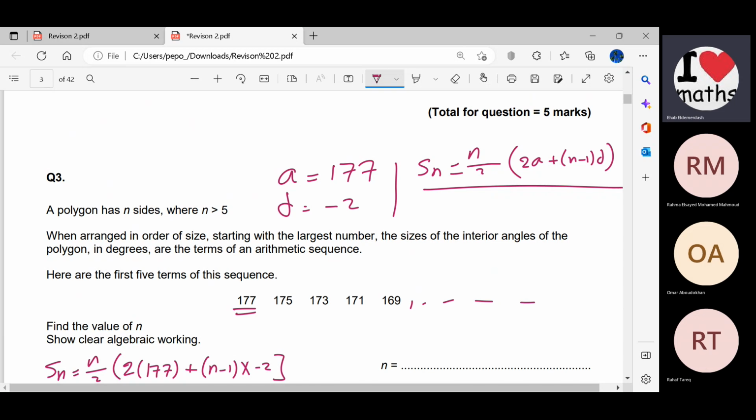I have the sequence. I get A from the sequence, and I get D from the sequence. So we get the value of A and we get the value of D.